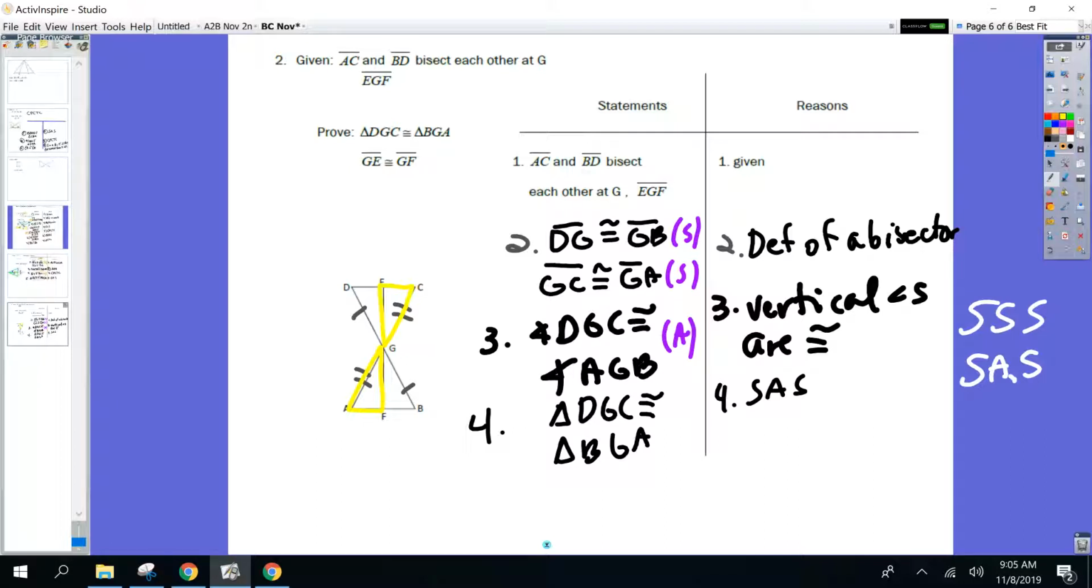Go ahead, talk it over in your groups. You find the other two pair right now. Dig deep, find the other two pair. You have your pair of sides. Dig deep for the other pair.